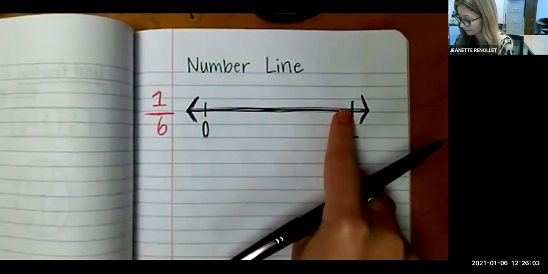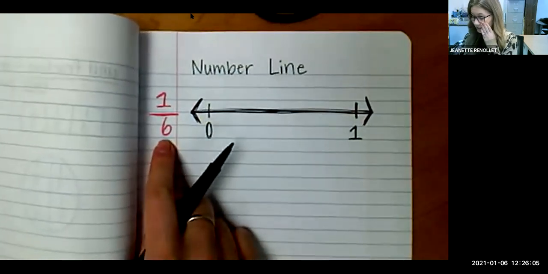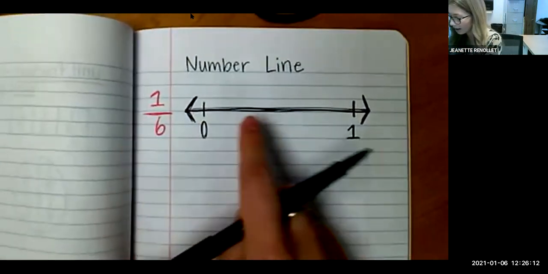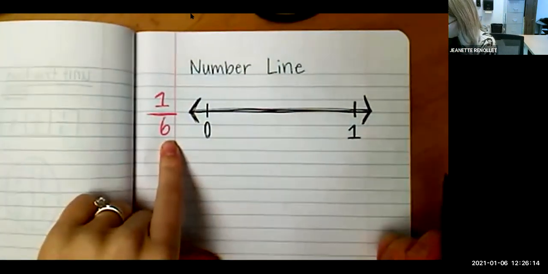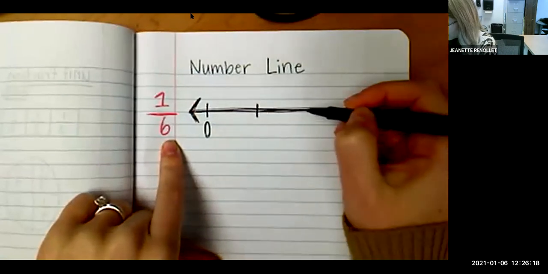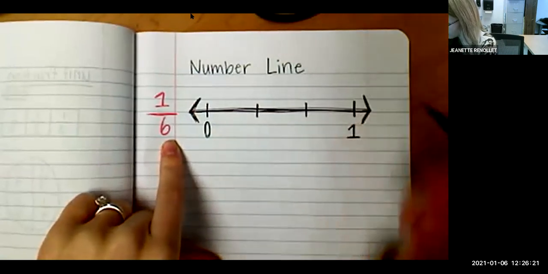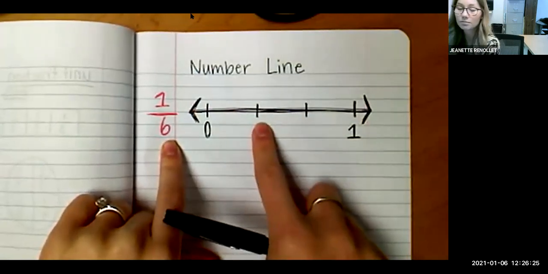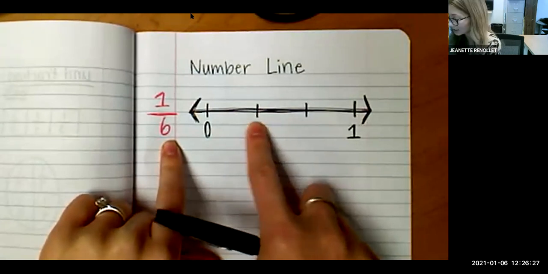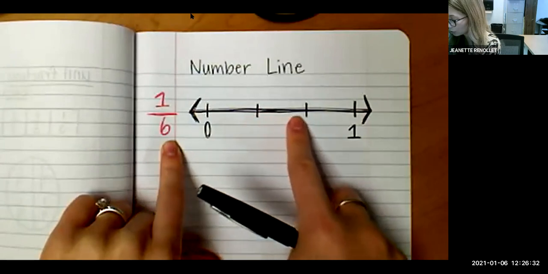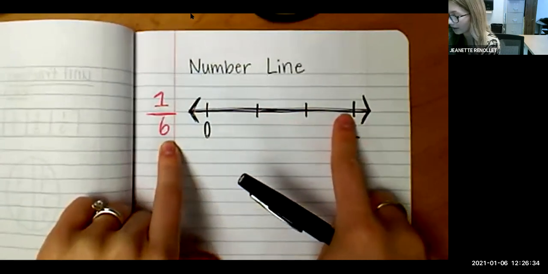This is my model. To get to 6, I like to start with 3 equal parts because 3 times 2 is 6. So I'm going to start by making 3 equal parts. I'm going to put a tick mark here and a tick mark about here. Remember, I'm not drawing 3 lines or tick marks. I'm creating spaces. Here's 1 part, 2 parts, 3 parts.